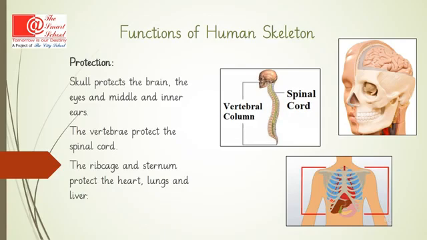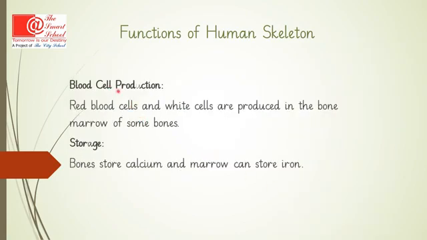Other internal organs such as the heart, the lungs, and the liver are protected by rib cage and the sternum. These bones are called rib cage, and this central bone is called sternum or the chest bone. Blood cell production is another function of the human bones. Red blood cells and white blood cells are produced in the bone marrow of some bones. Storage. Bones store calcium, and bone marrow present inside the bones can store iron.